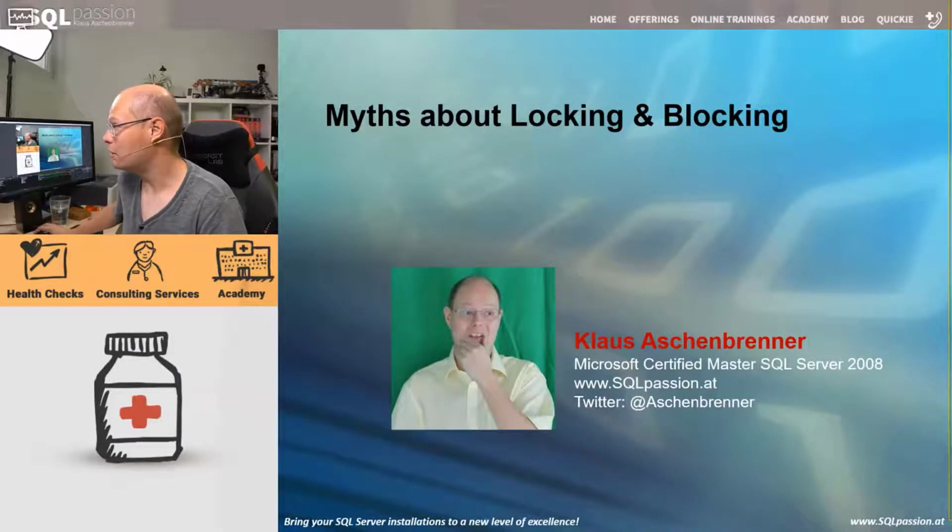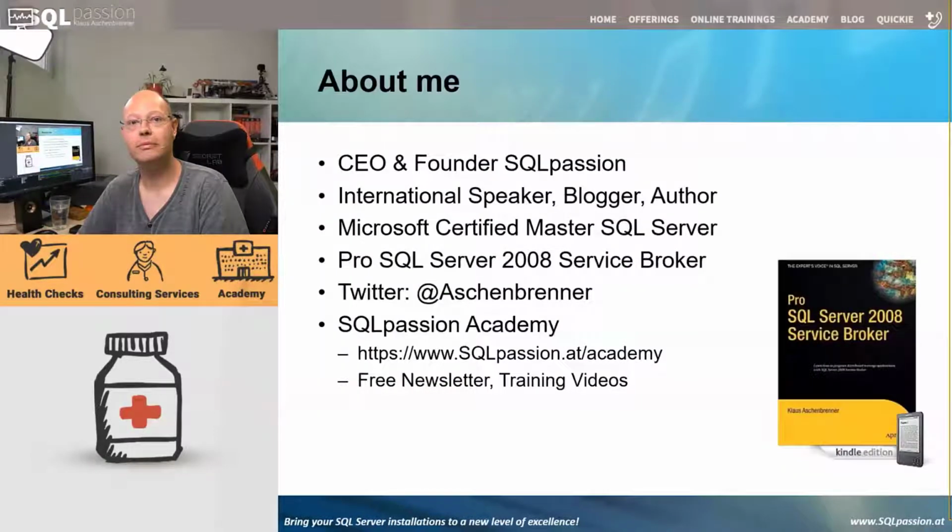As you have already heard, my name is Klaus Aschenbrenner. I'm based in Vienna in Austria, and with my company SQL Passion, I provide SQL Server consultancy and training services across Europe. I'm more or less specialized in the relational engine of SQL Server. So my main topics are performance tuning, performance troubleshooting, high availability, and all those things. I don't have that much idea about business intelligence, machine learning, data warehousing, and all that stuff. So more or less, I'm just concentrated on the relational engine of SQL Server.